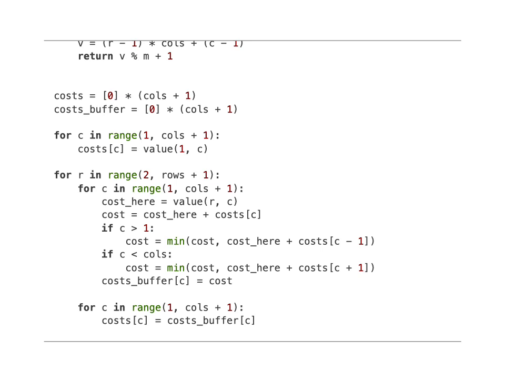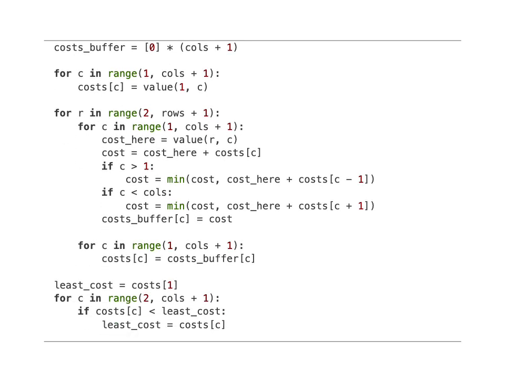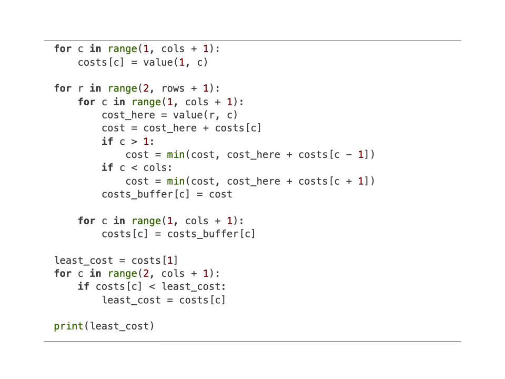When we have gone through the cells in the row, we update the costs by copying the updated values from the buffer array to the costs array. When we have finished going through the rows, we simply search for the least value in the updated costs array. And finally, we output the solution.